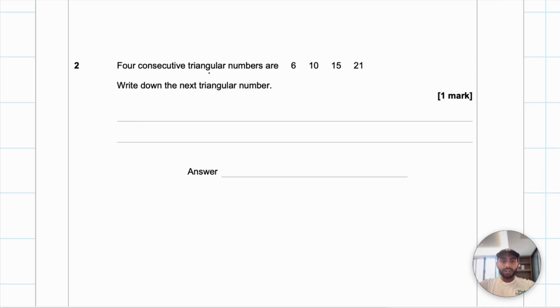Question 2. 4 consecutive triangular numbers are 6, 10, 15 and 21. Consecutive just means that they're next to each other. The first two are going up by 4. The next pair are going up by 5. Next are going up by 6. We just need the next one, so add in 7. 7 add 21 is 28.